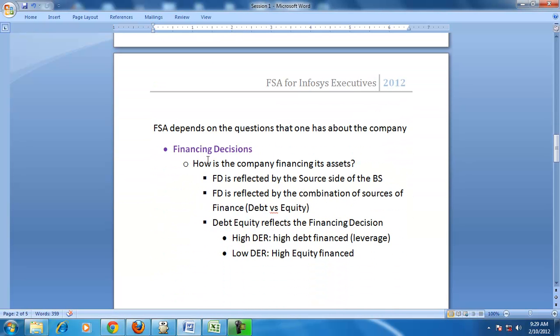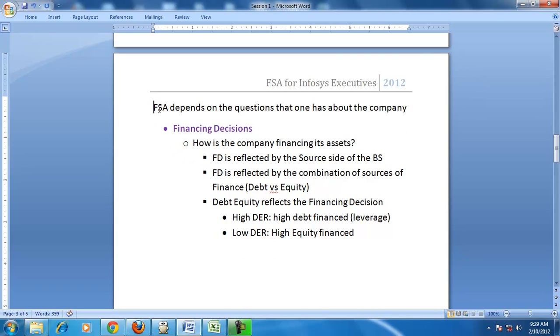So as I mentioned, in order to undertake the financial statement analysis, one needs to have questions. If you don't have questions, you cannot make a beginning of the analysis. For example, we already started with a question: how is Infosys financing its assets? And that is called understanding the financing decision. Understanding the financing decision means understanding the sources of funds, and the sources of funds are shown on the sources side of the balance sheet. So understanding the financing decision is understanding the sources side of the balance sheet.